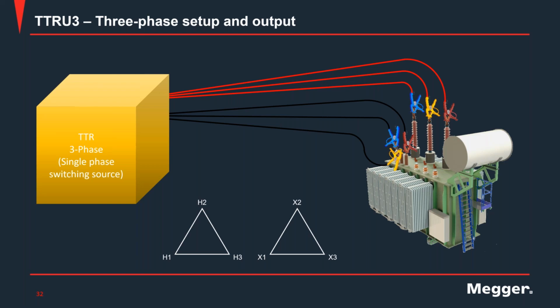And again, I have a three-phase unit, which has a single phase switching source internally. So when I press the play button or I start the test, what the unit will do is first energize, in this case, phase A, get the measurement, switch then to phase B, get the results, switch then to phase C, and get the final number for this initial test.